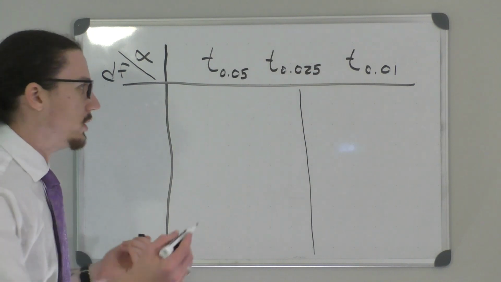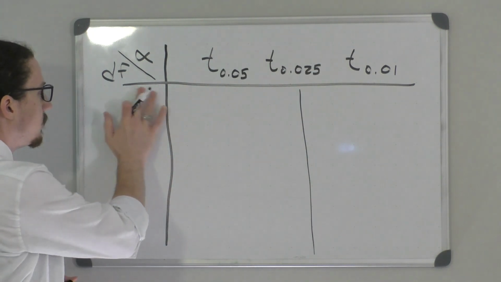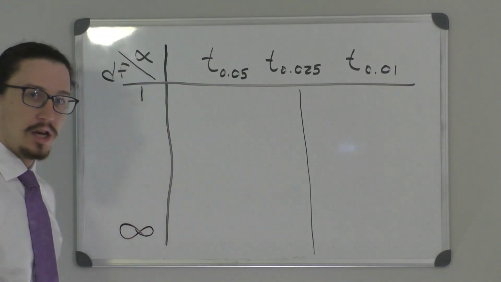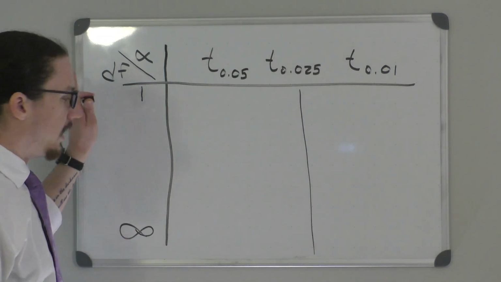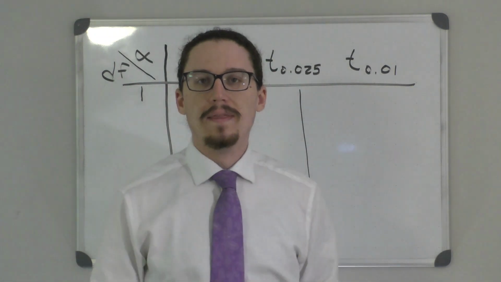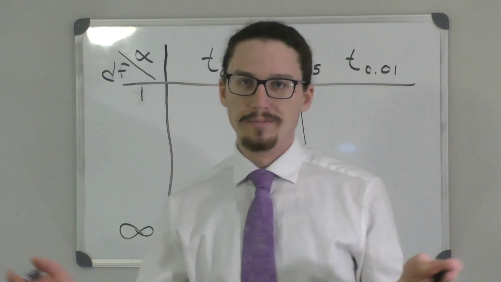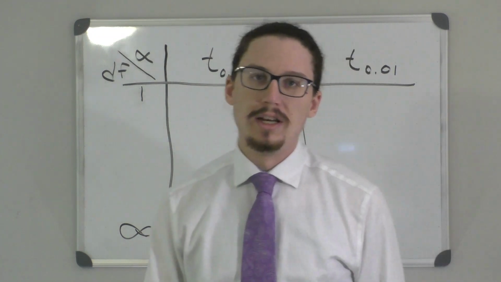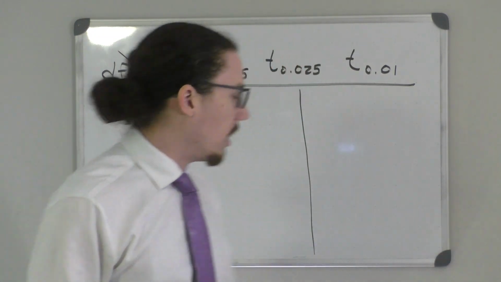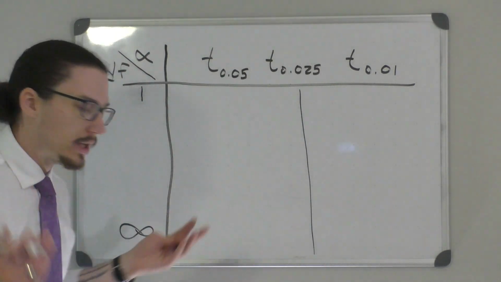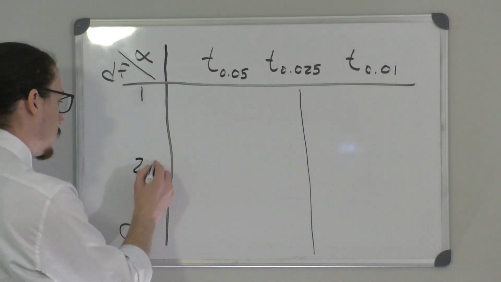The first column gives us the degrees of freedom. It's going to start with 1, and it's going to go to infinity. It'll go 1 through 30, and then it'll start skipping, until, I think, the last number before infinity is 120.